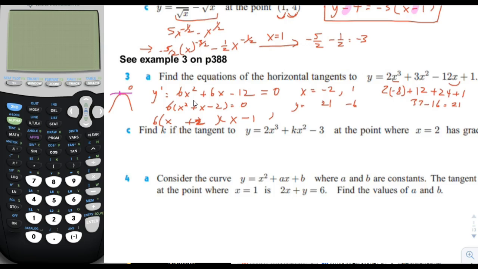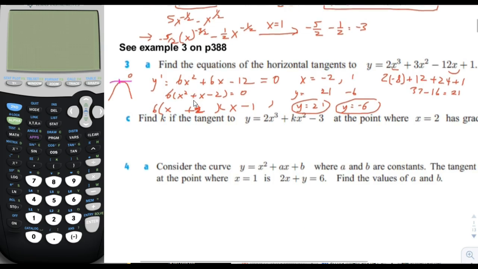So now the equation y minus y1 equals m times blah, blah, blah becomes much simpler because there is no m. M is 0, right? So we just basically have y equals 21 and y equals negative 6. Those are the 2 equations for the horizontal tangent.